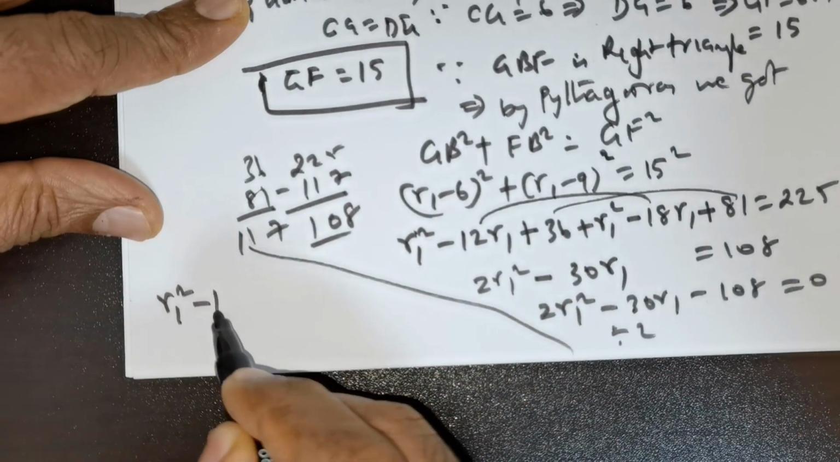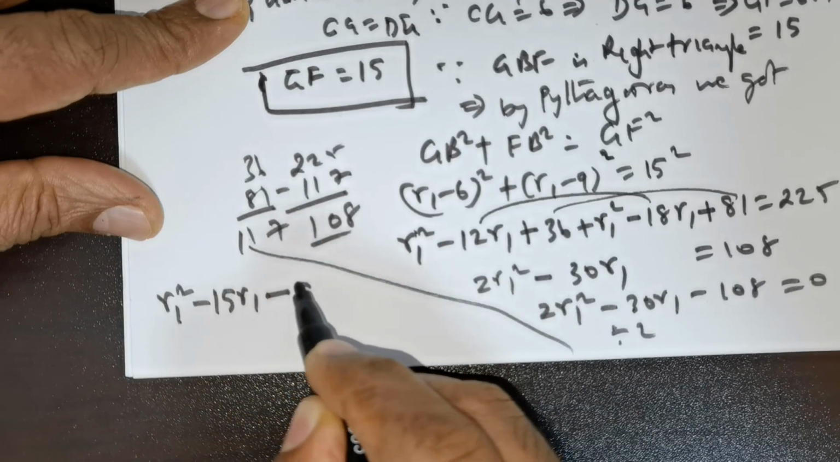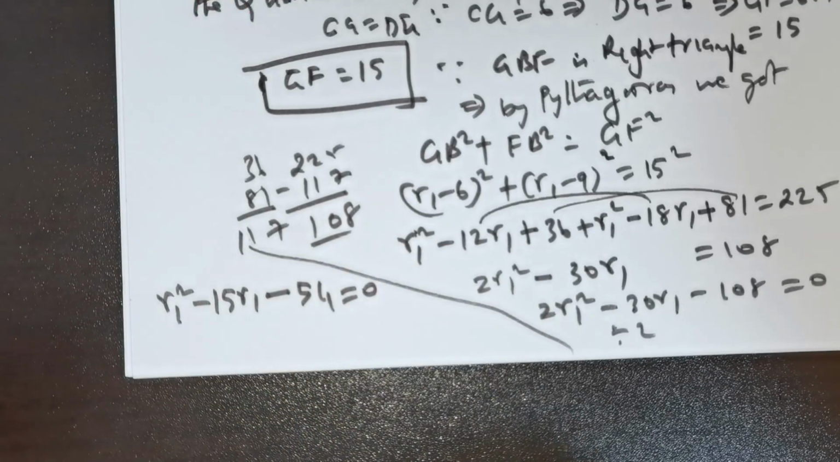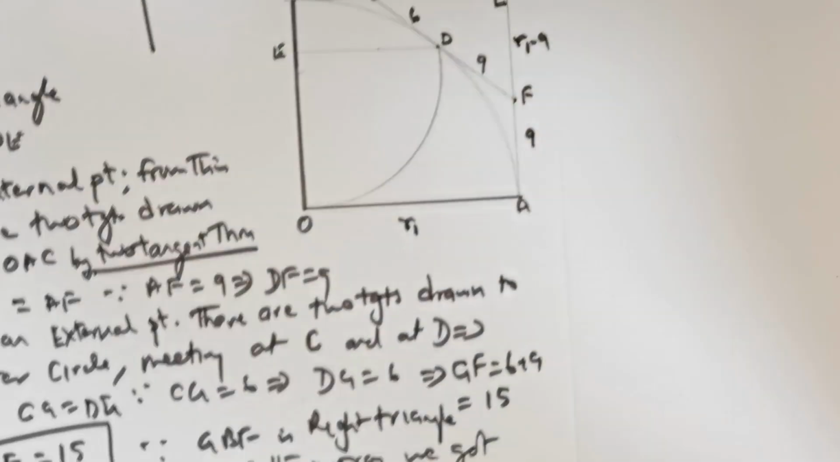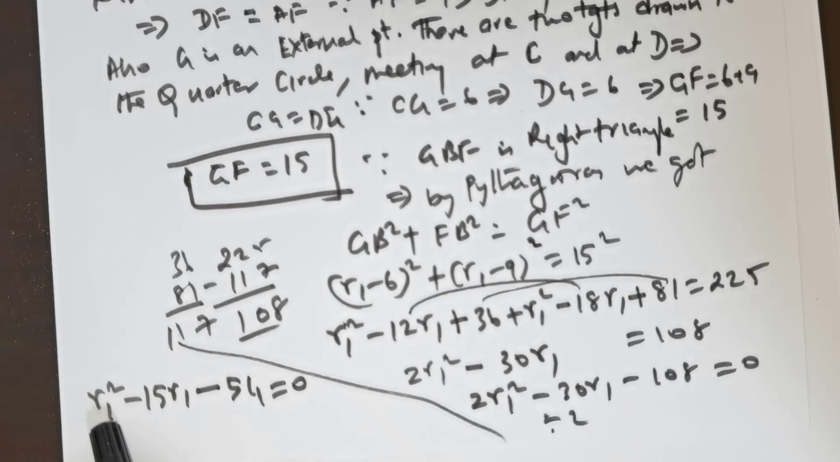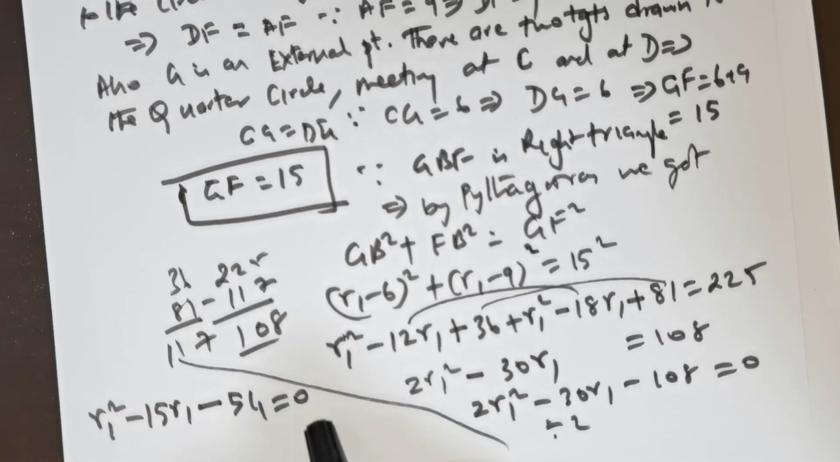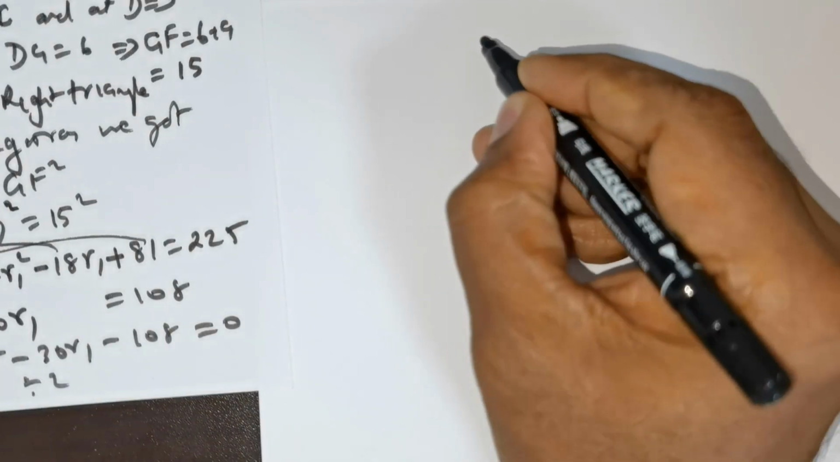You get R1 squared negative 15R1 negative 540. So this is what you have got. So now we need to get the value of R1. So that's exactly what I'm going to do now. I've got to move to the next page. Let me show you what we have got. We've got R1 squared negative 15R1 negative 54 equal to 0. We need to factorize that. So how are we going to factorize it?